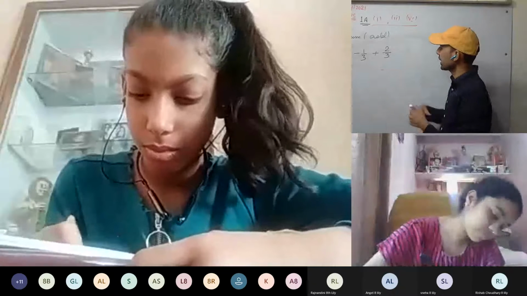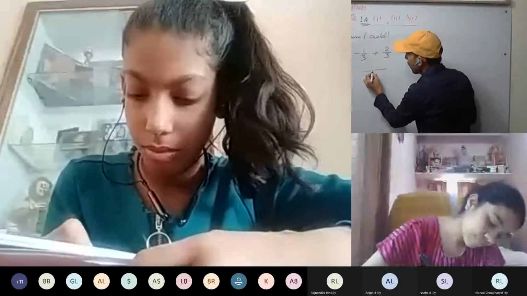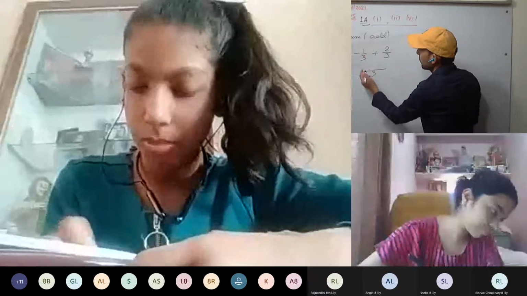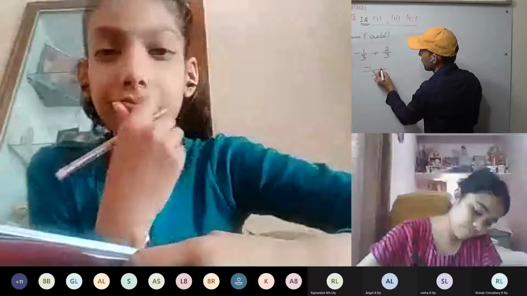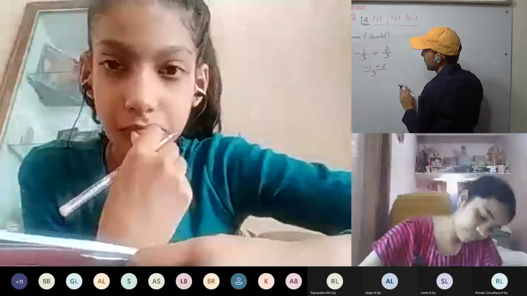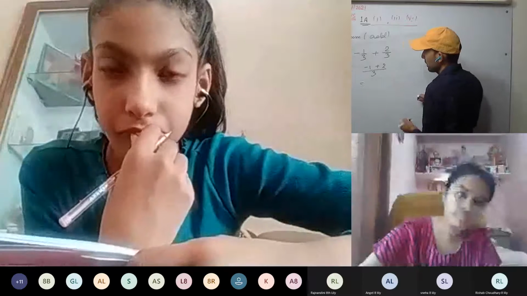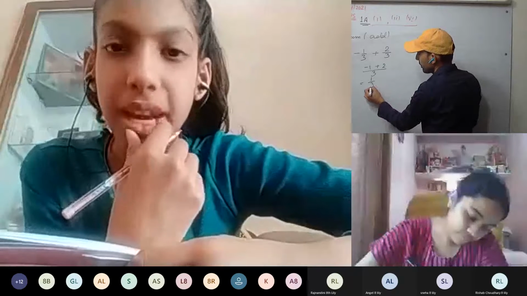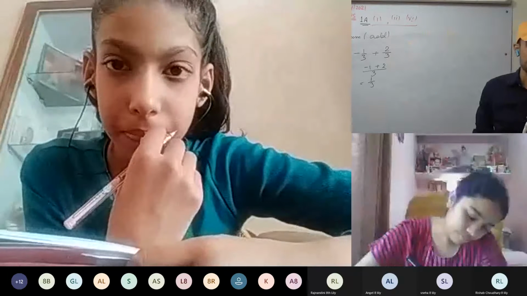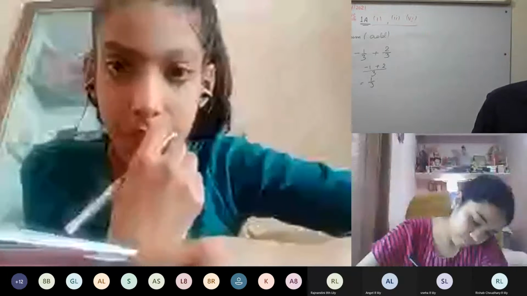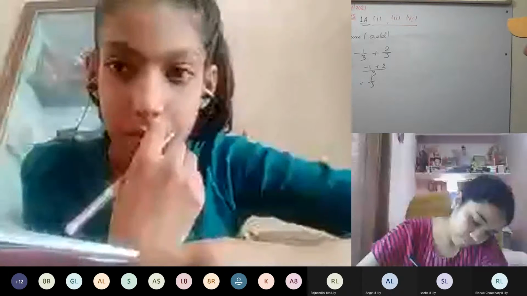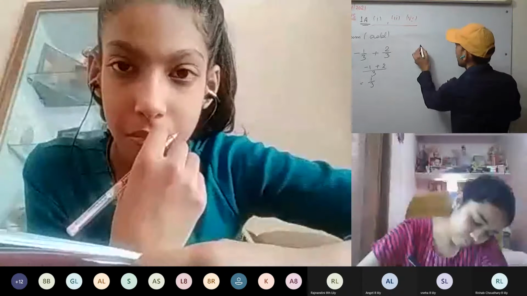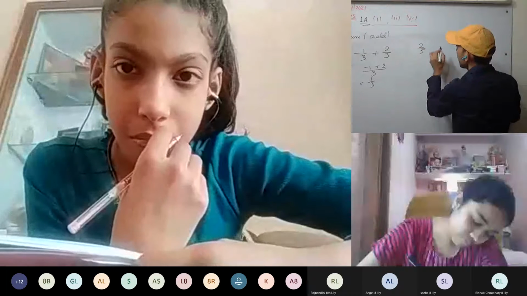So here the denominators are same. Always write the steps. Here we are having -1 plus 2. How much are we getting? 1/3. Okay. Now do the second one. Keep doing. We have 2/5.